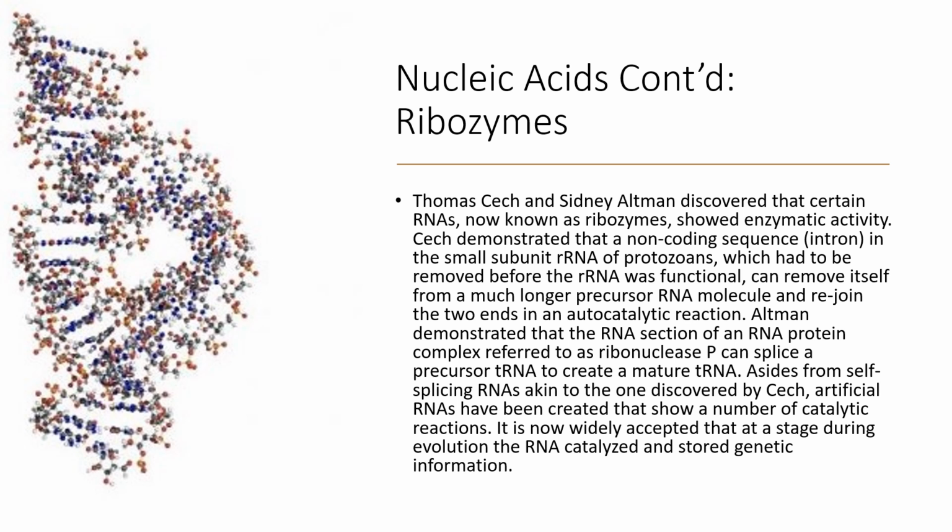Altman demonstrated that the RNA section of an RNA protein complex, referred to as ribonuclease P, can splice a precursor tRNA to create a mature tRNA. Aside from self-splicing RNAs akin to the one discovered by Cech, artificial RNAs have been created that show a number of catalytic reactions. It is now widely accepted that at a stage during evolution, RNA catalyzed reactions and stored genetic information.